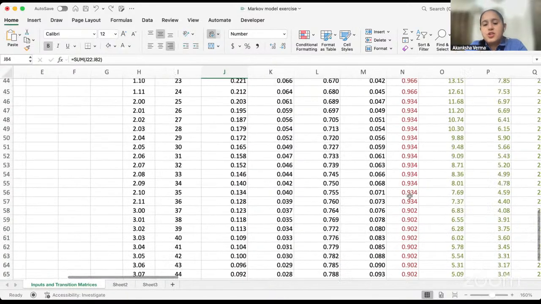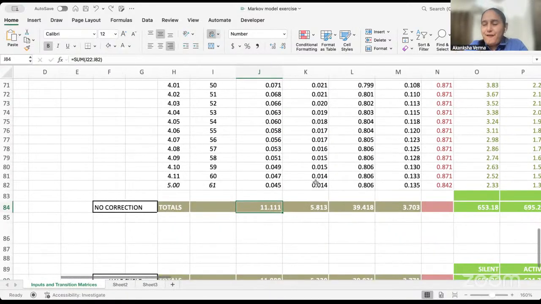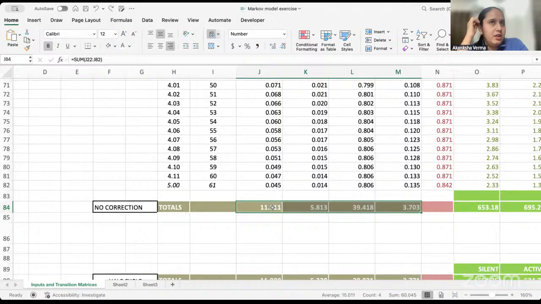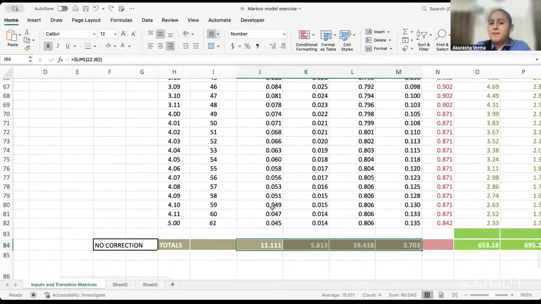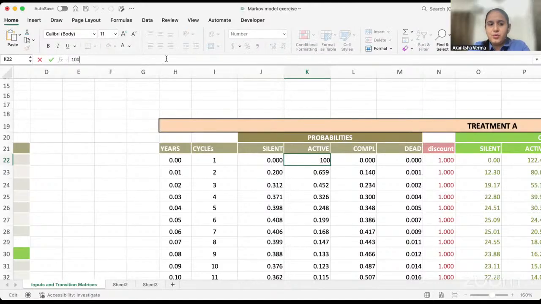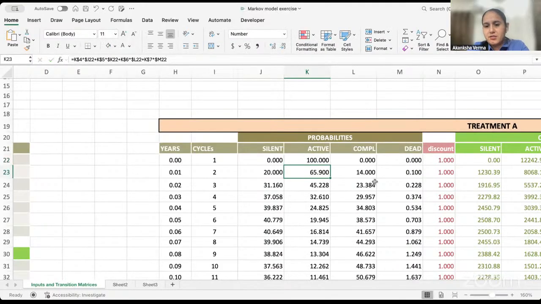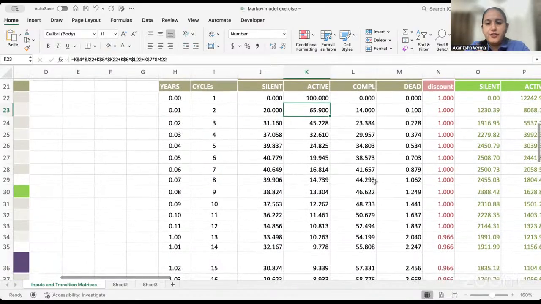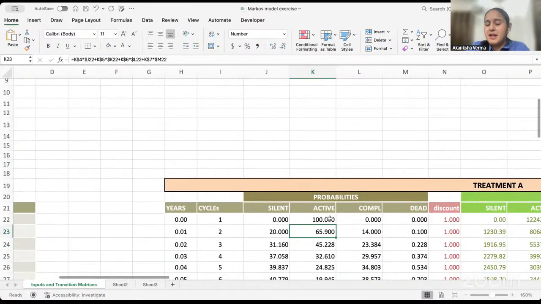Oh, these are discounted, so it should not be one. Sorry. If you are doing it without discounting, if you do the sum of all these values in different health states, it should be one, because at the beginning when you started, the patient number was one. Here I can also turn it to 100 to make it less confusing. So let's start. We had 1,000 patients at the beginning of the analysis.